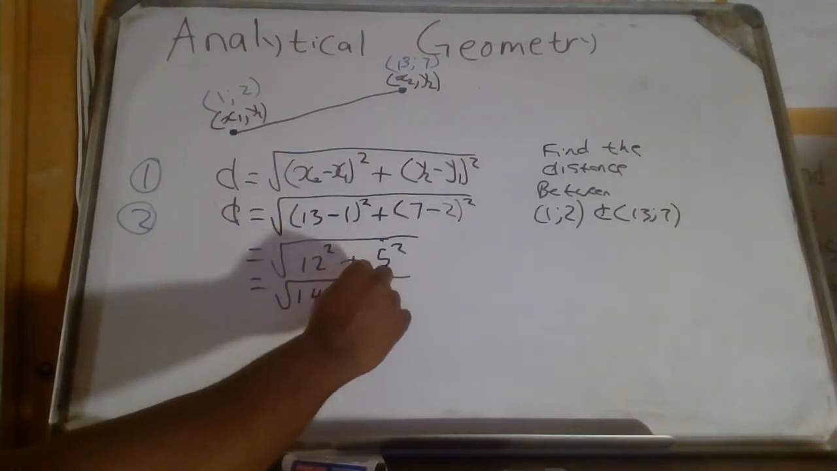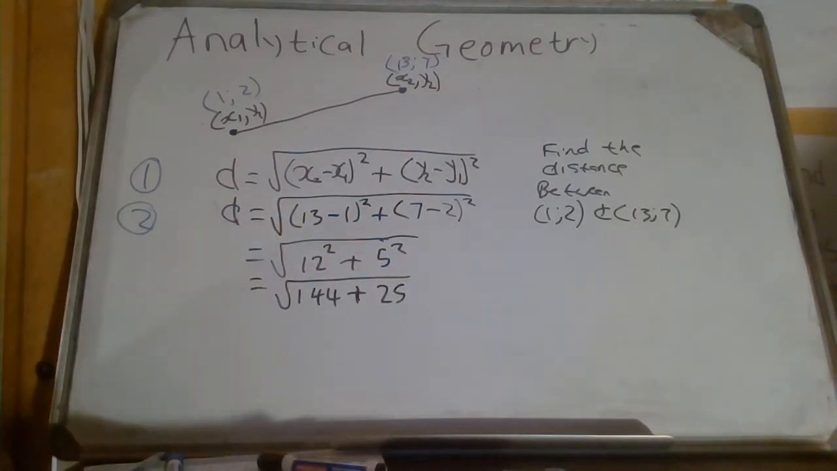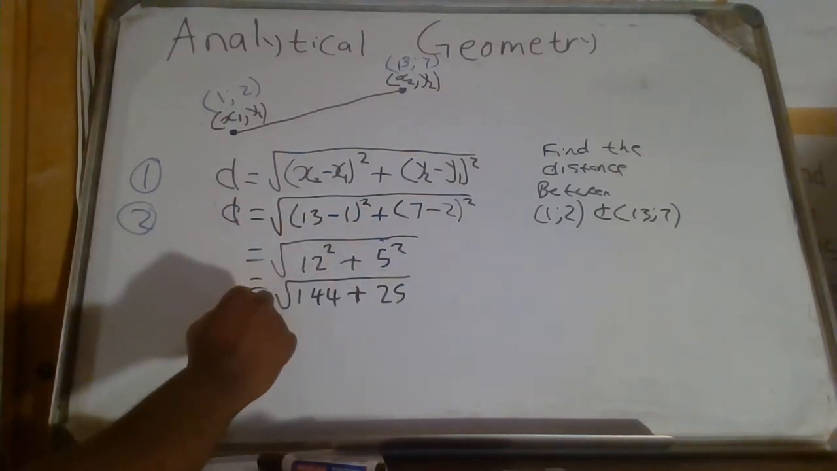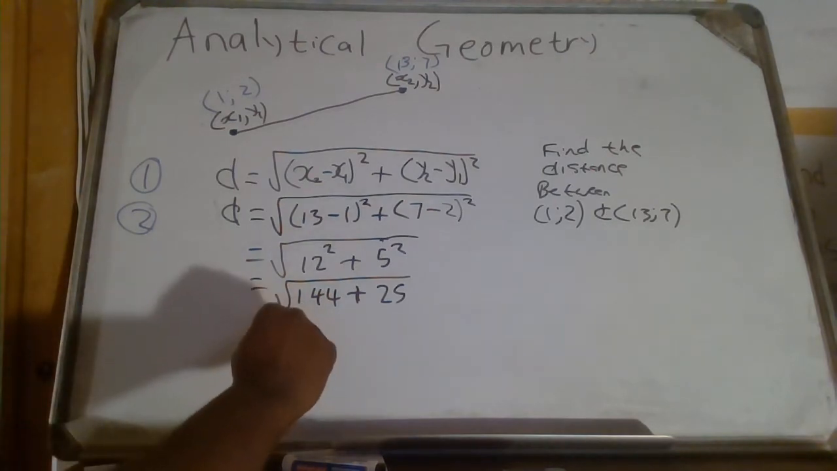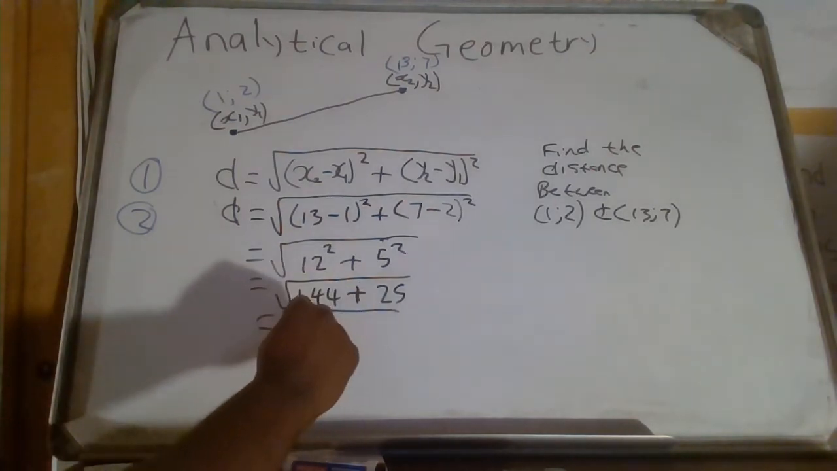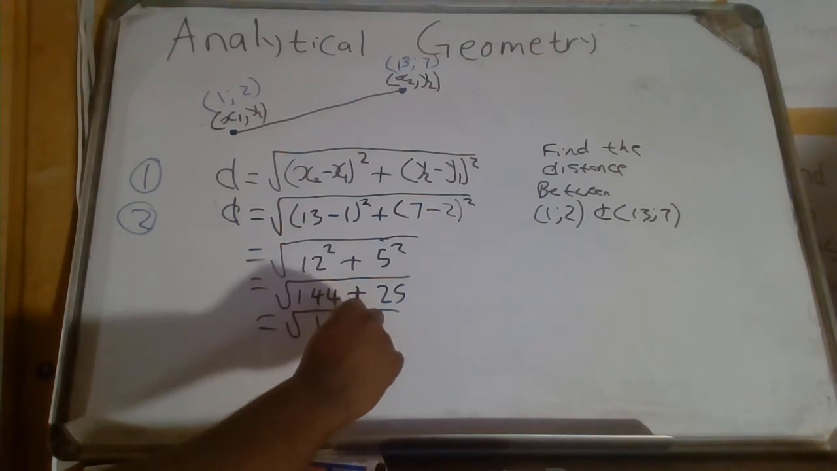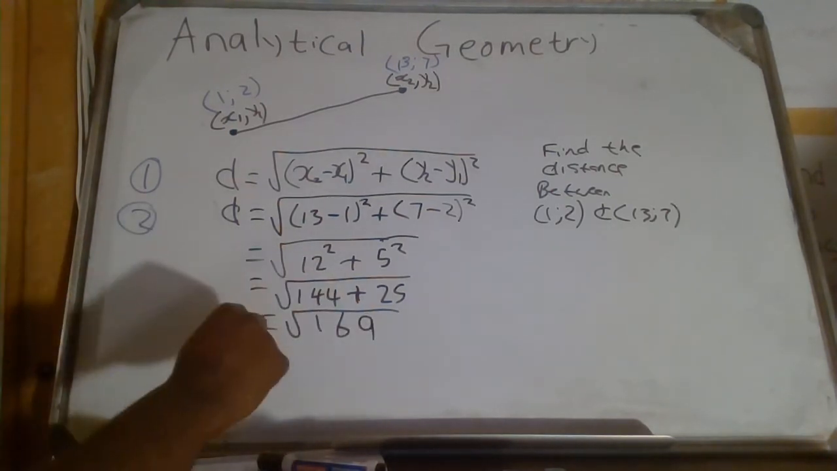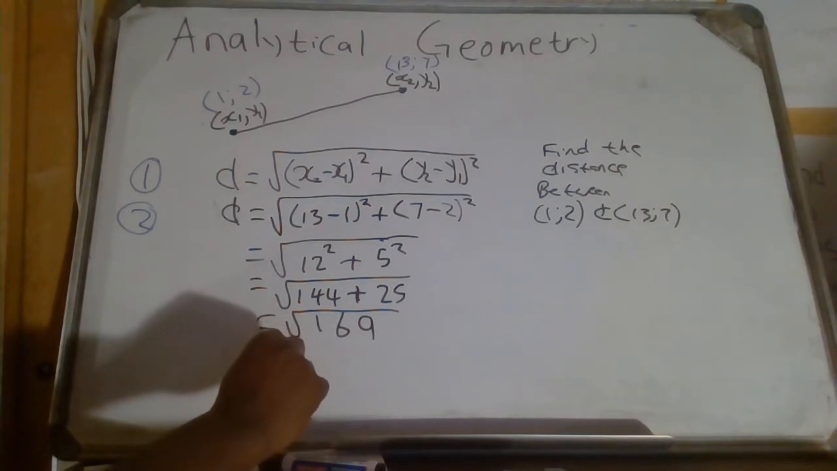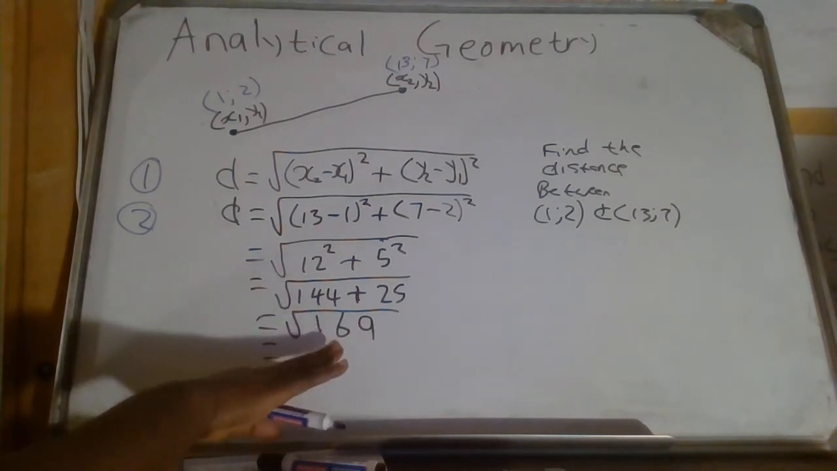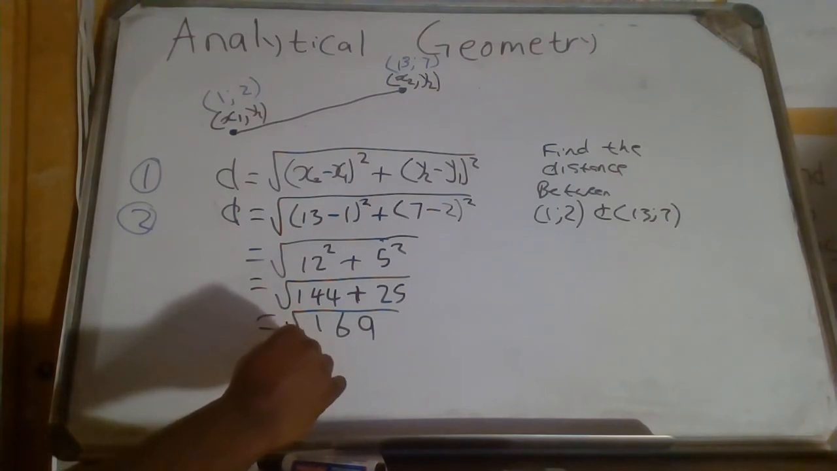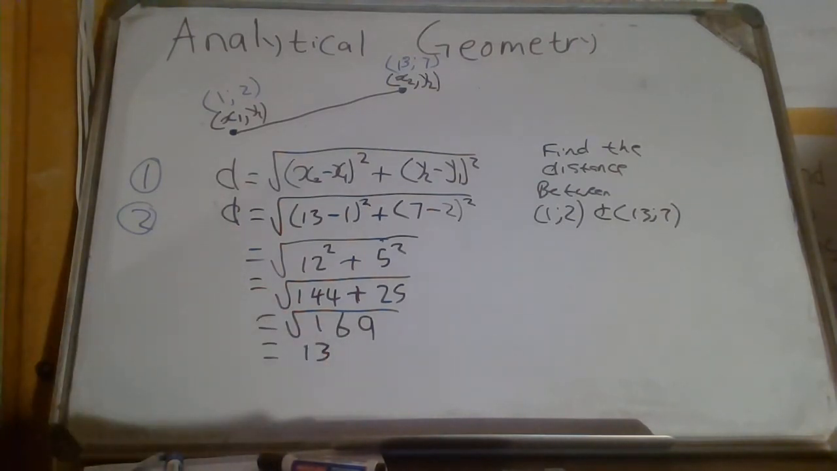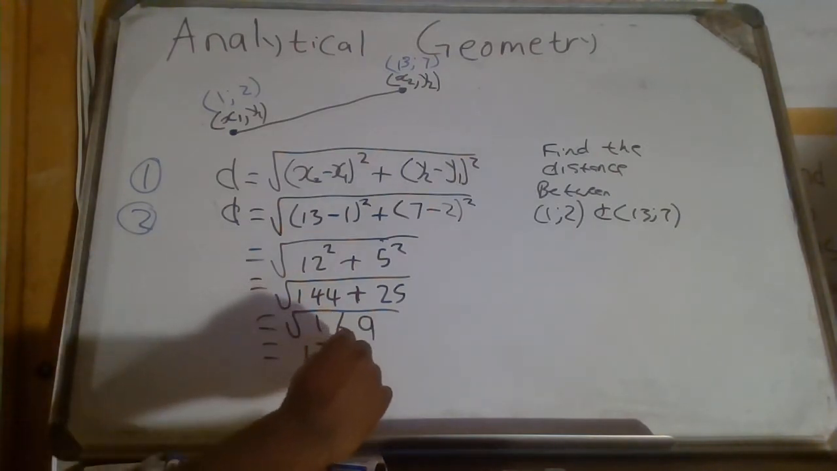And then plus 25. All right. Now this is nothing other than what? This is nothing other than square root of 169. All right. And then the square root of 169 is what? Is 13. Right. But now, because this is a distance, you can't just say 13. 13 what? So it's 13 u.